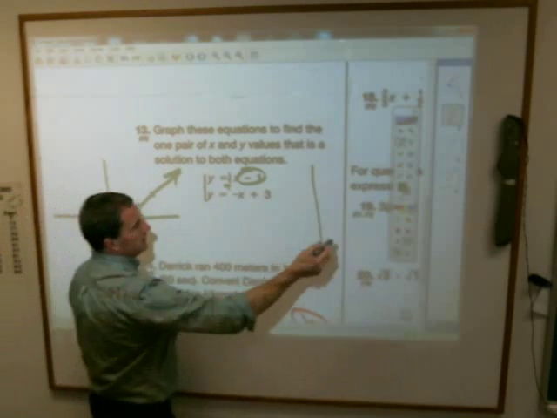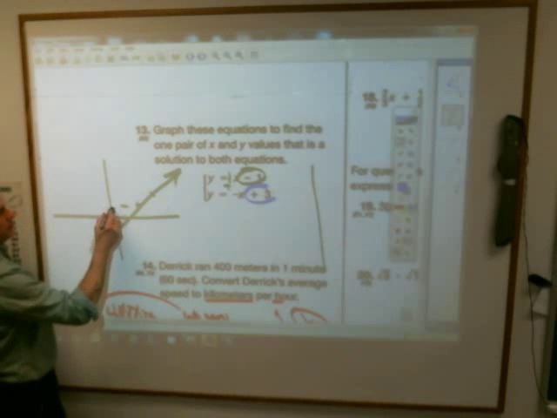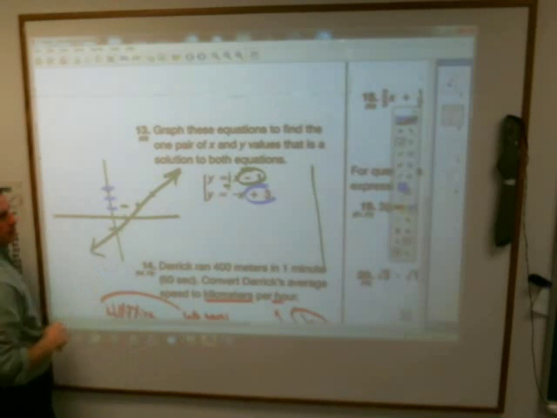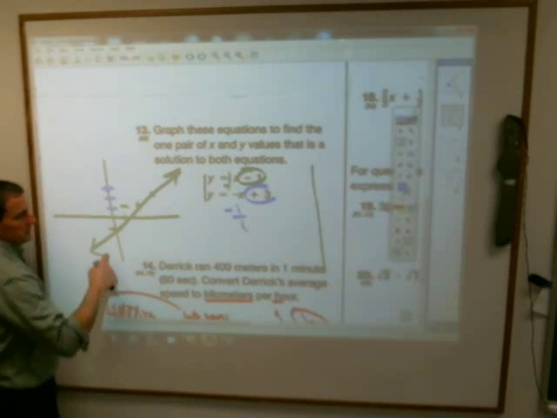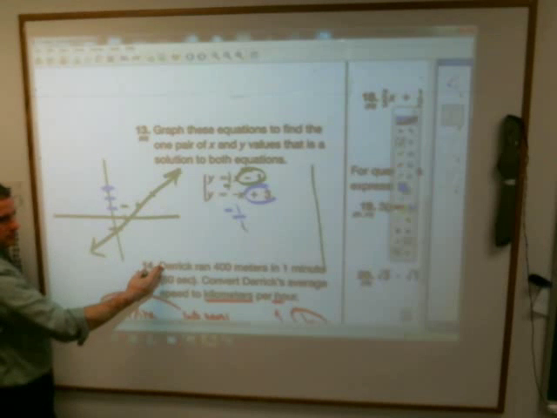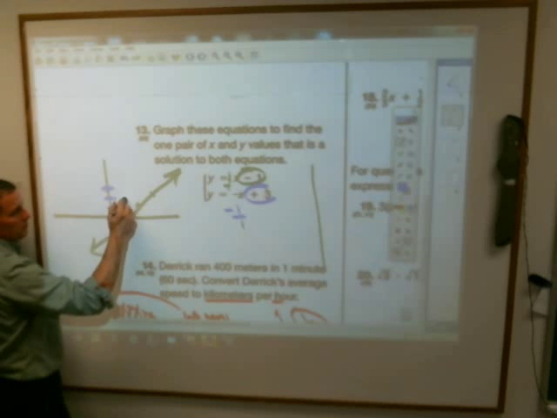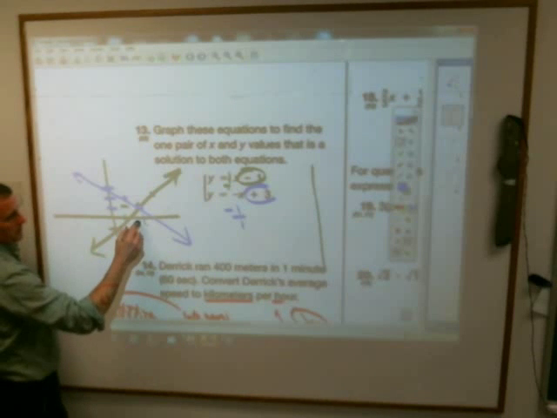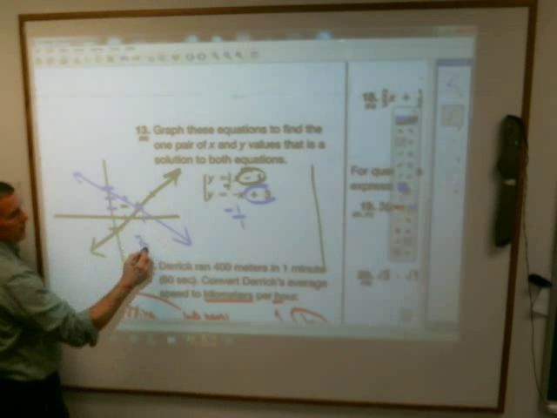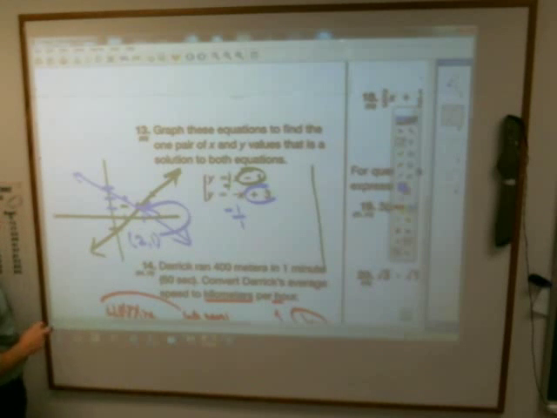That's the first one. The second one crosses the y-axis at +3, 1, 2, 3, and has a -1 slope, which means it's the same line except it goes downhill. You can go up or down, it doesn't matter, but it's got to go down this way. So down 1, over 1, down 1, over 1. And it looks to me like it crosses here where x is 2 and y is 1. That's the point where they cross.